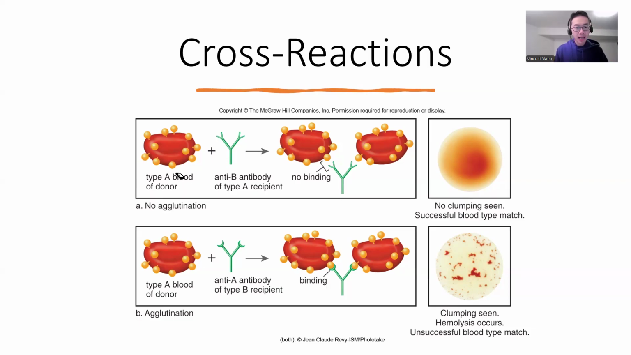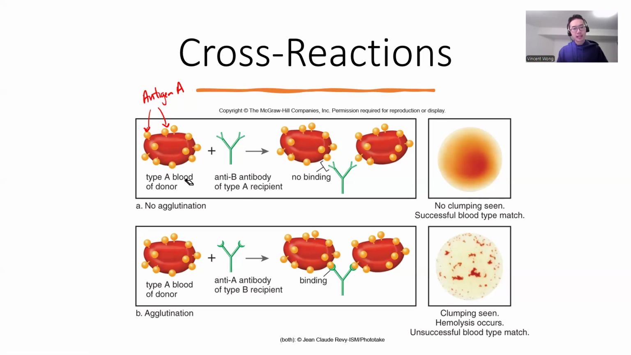We have a type A donor here, and the A antigen is represented by these spheres, these circles. And so that's A antigen. We'll say antigen A. Remember, antigens are on the surface of a cell, whereas the antibodies are in the plasma.